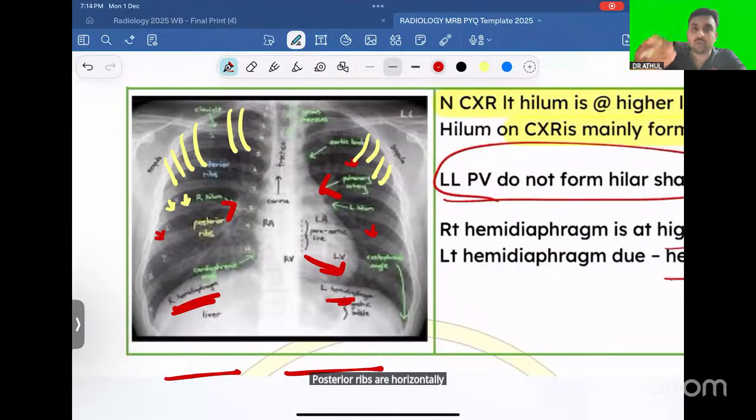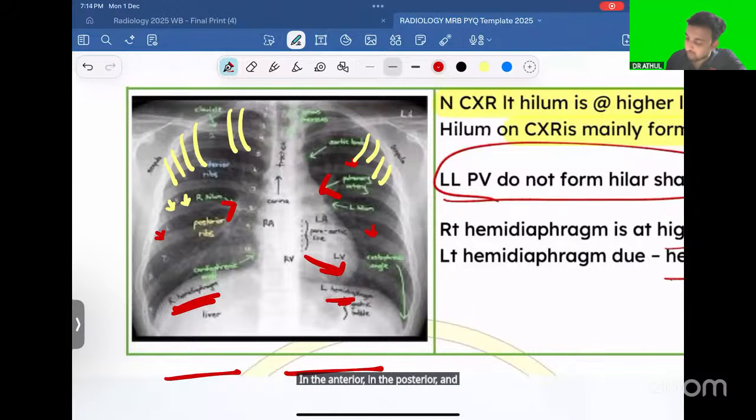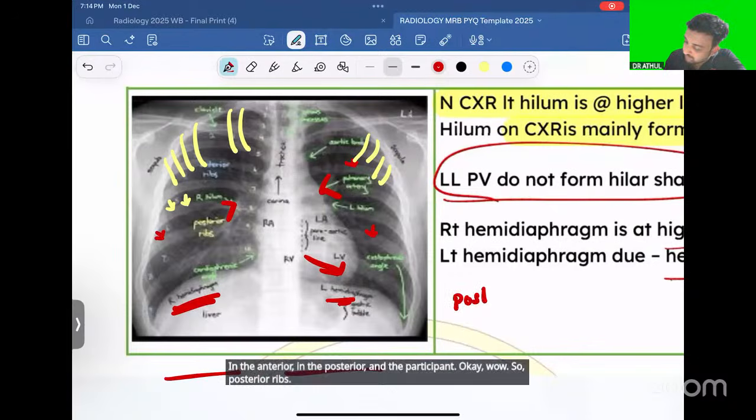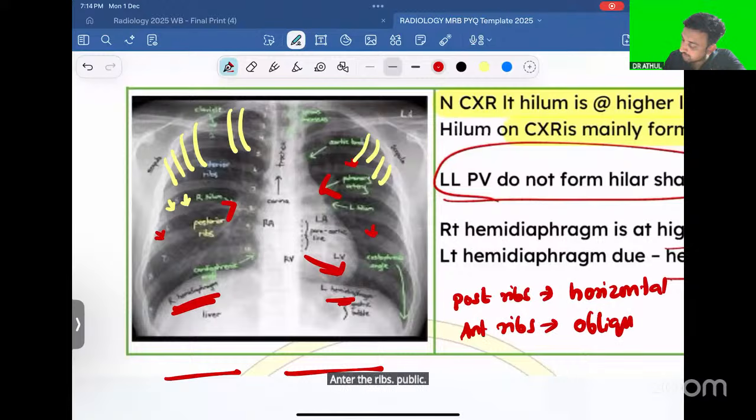So tomorrow when you are going on duty, please look at radiographs and try to delineate the anterior and the posterior ribs. Posterior ribs horizontal, anterior ribs oblique. Anterior ribs are oblique.